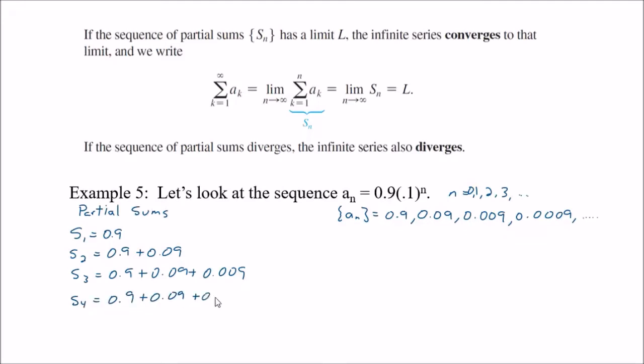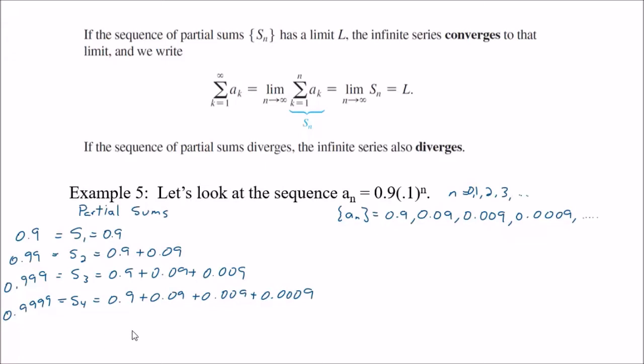0.09, 0.009, 0.0009. Alright, so our first term is 0.9. Our second term is 0.99. Second partial sum. Okay. Second term of our partial sums. The third term of our partial sums is 0.999. The fourth term is 0.9999. You can see what's going to happen here.